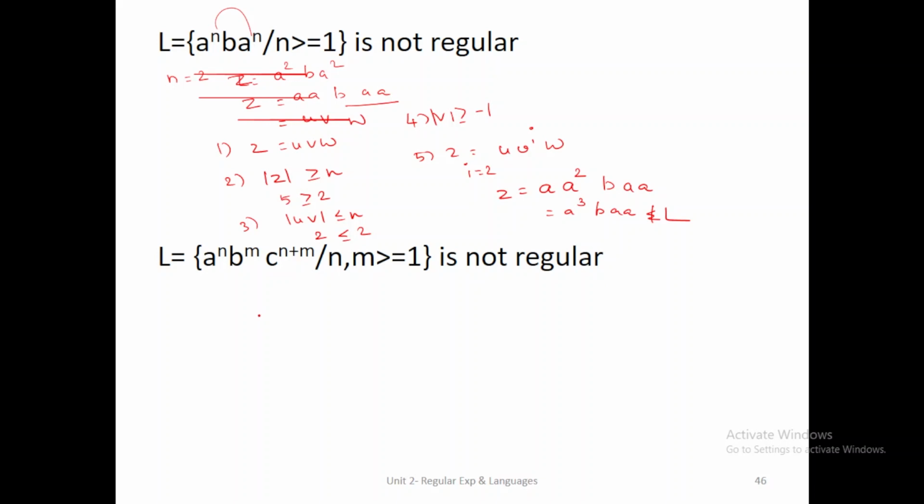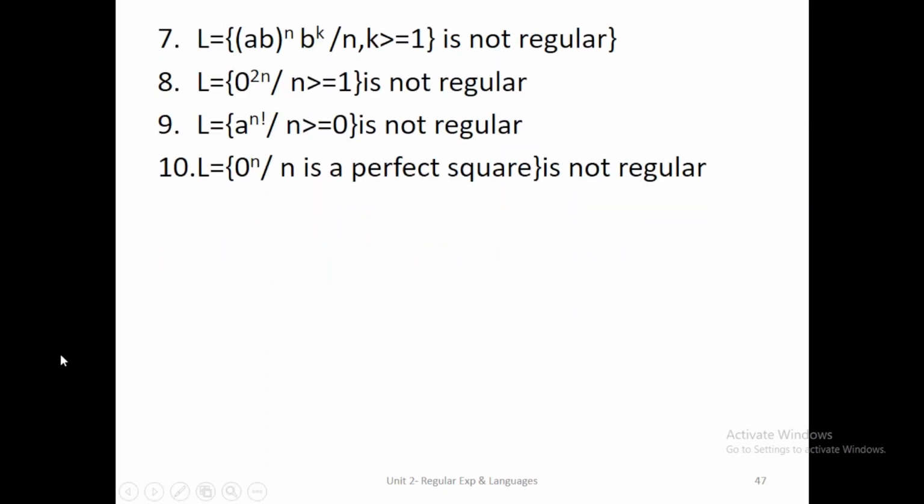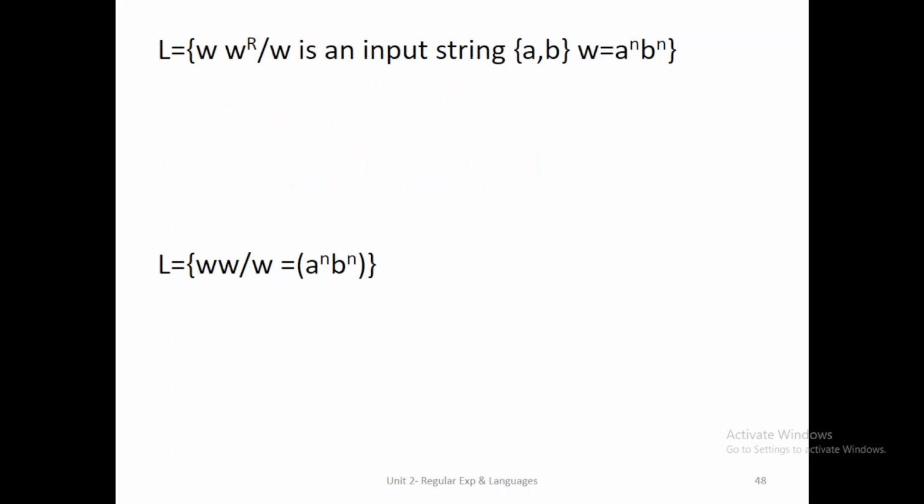Like that, you can also do this exercise in your own way. Okay. So these are all the homework problems. You do it by yourself. And here there may be the possibility of giving something like this: W W R. What is the meaning of W R? It is string reverse. So they are giving the string format.